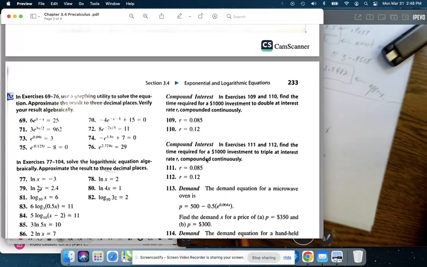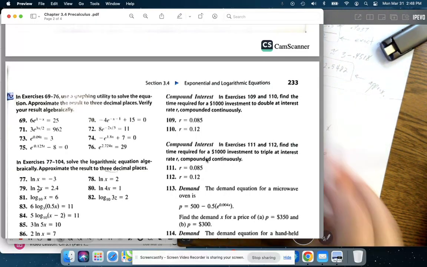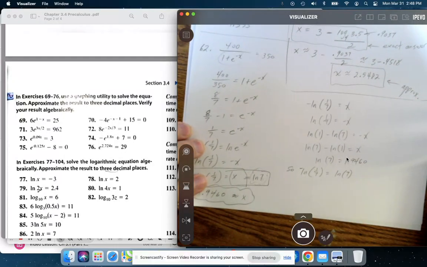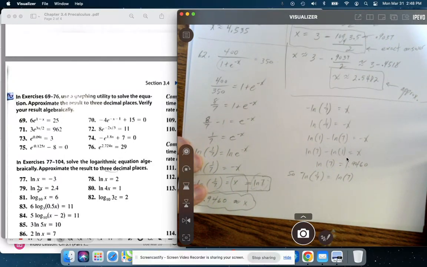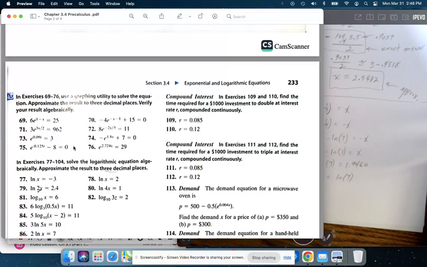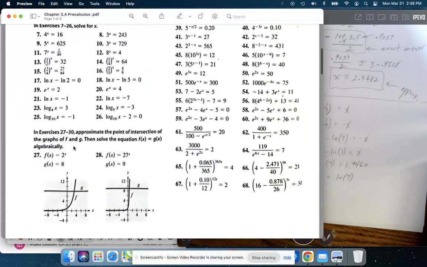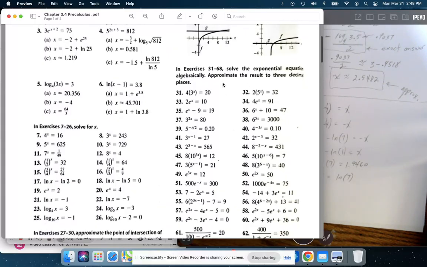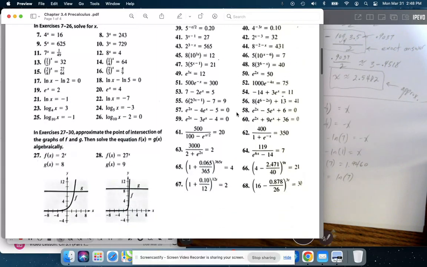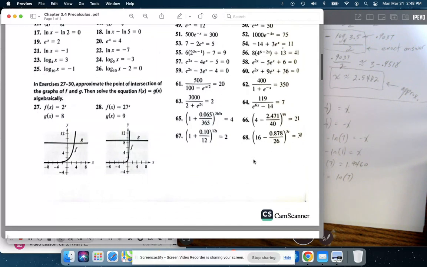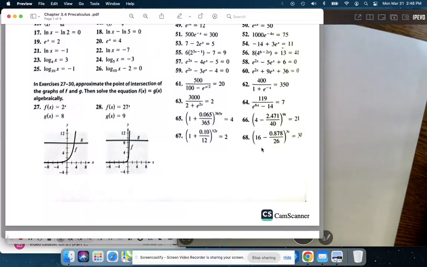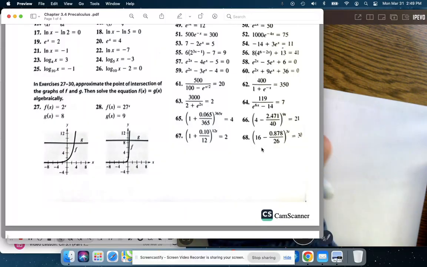In the last video, I left off on problem 62, I believe, and I'm going to pick up where we left off from problem 62. So here's that problem. I've worked several problems from this set, 31 through 68. I'm going to try to do 68 as well. So let's look at that one. I'll write it down and then I'll zoom in so you can see what I'm doing here.